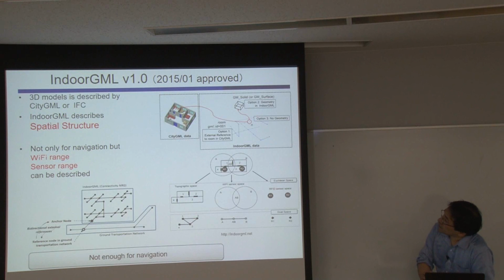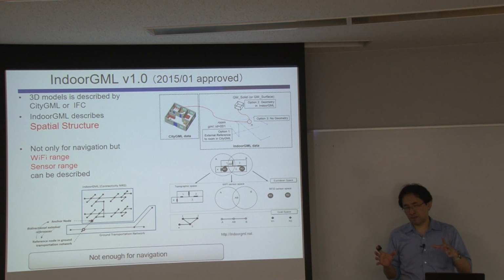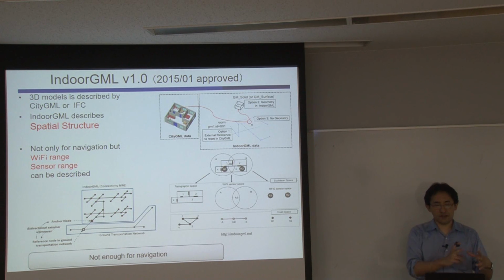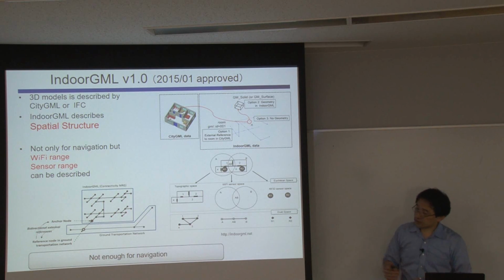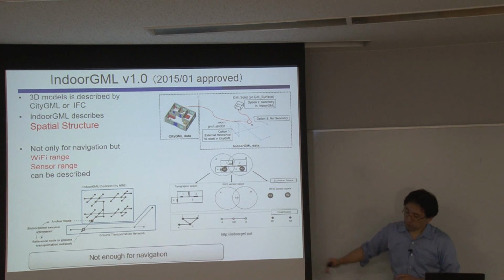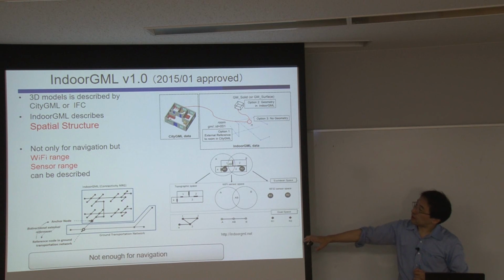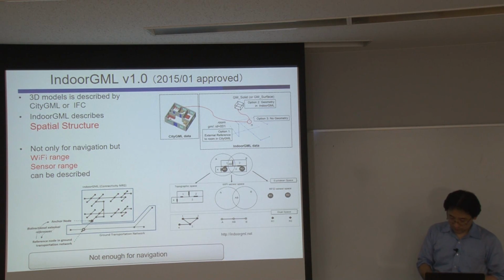And there's another standard called IndoorGML. If you only have maps, it's not easy to navigate inside, because you need to know which room or which door is connected to which area. This shows such connections between areas. However, it's not enough for different kinds of navigation, so we are trying to extend IndoorGML.